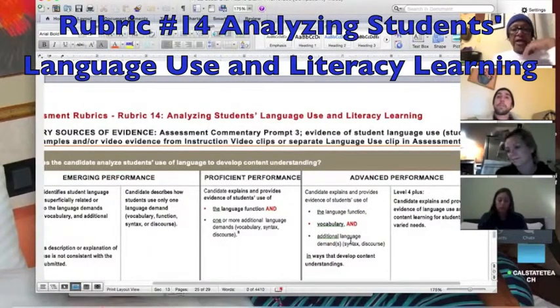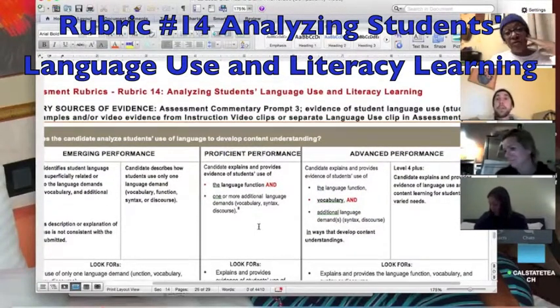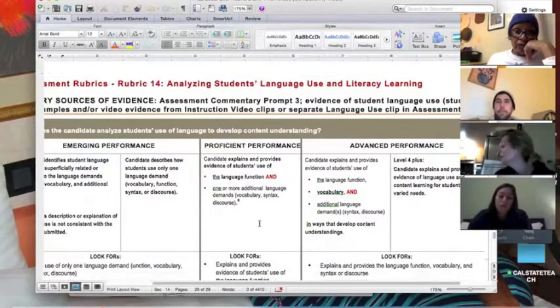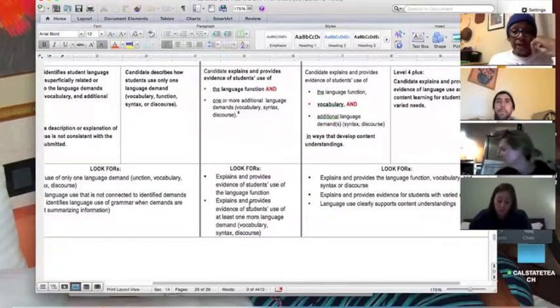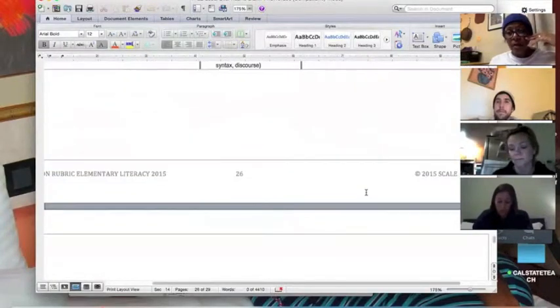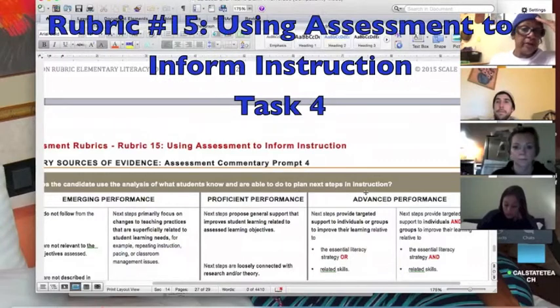And then analyzing student language use and literacy. So explain and provide evidence of student use of language function, one or more additional language demands, and so on. Explain and provide evidence of students' use of language function. So this gets into that syntax stuff, and you're going to see how this will be met in the Reading A to Z stuff. And the hits just keep on coming.